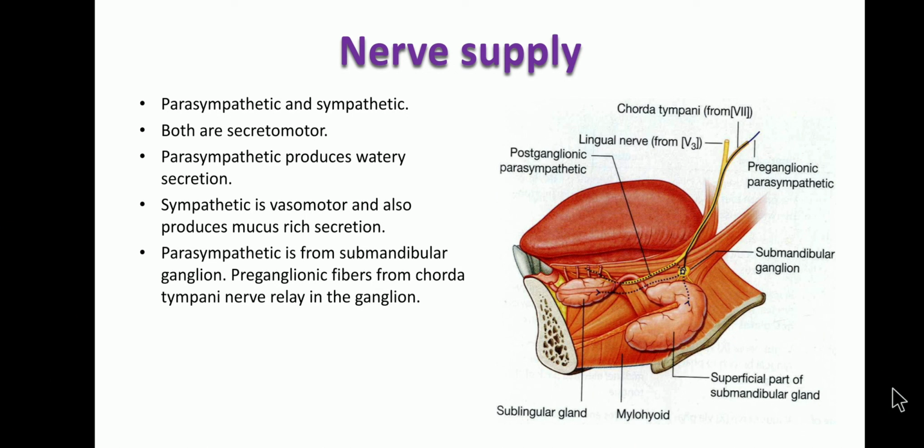Parasympathetic supply is mainly from the submandibular ganglion. Preganglionic fibers from the chorda tympani nerve join the lingual nerve and then relay in the ganglion.